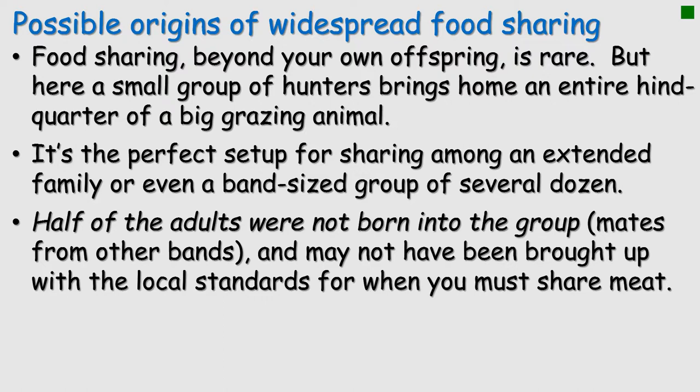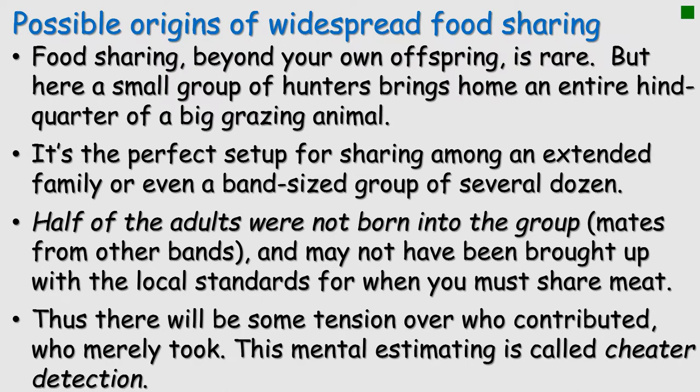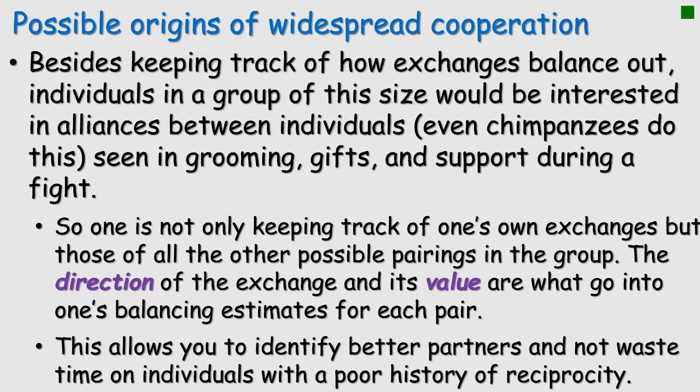These are going to vary between groups, and half of the adults in any one group are going to be from other bands. They are the females that moved as teenagers. They have been brought up to different standards, and so there's always going to be a little tension in the group about whether somebody should have shared or not. So this mental estimating that's always going on is called cheater detection, because cheaters can really swamp the whole cooperative venture if there get to be too many of them. One of the hazards of cities and basically dealing with strangers whose reputation is not really at stake with what they do to you.